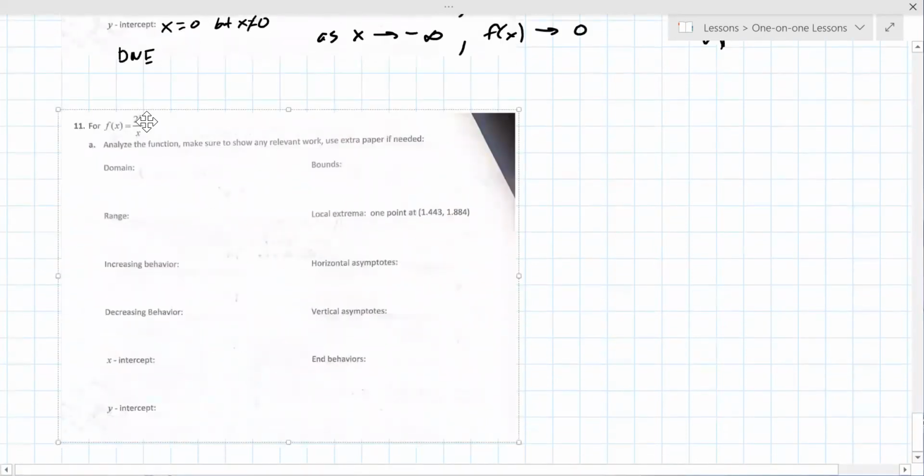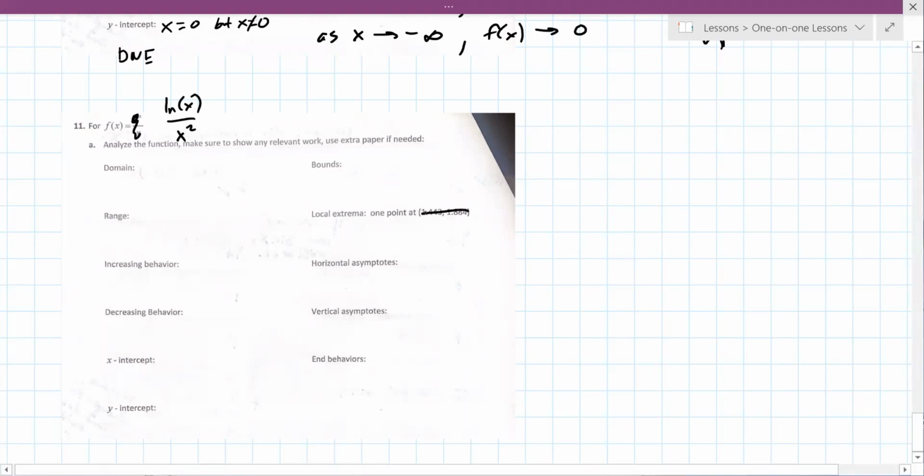So this time we'll do it for natural log of x over x squared. Okay. So we said before, this point is 1.649 comma 0.184.